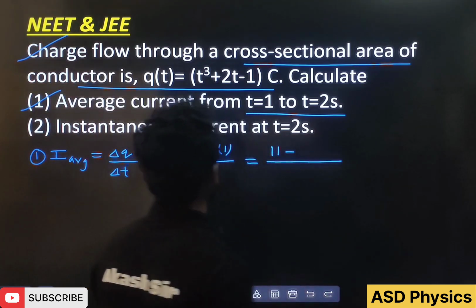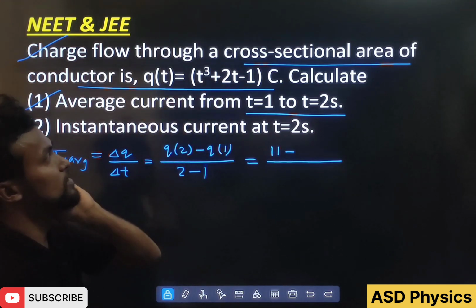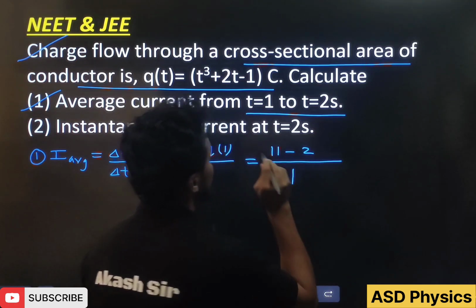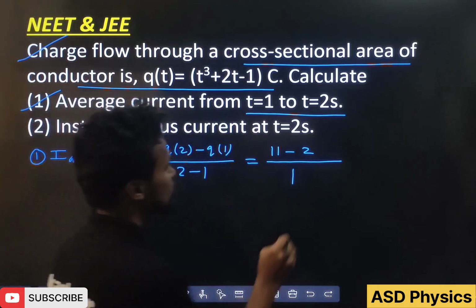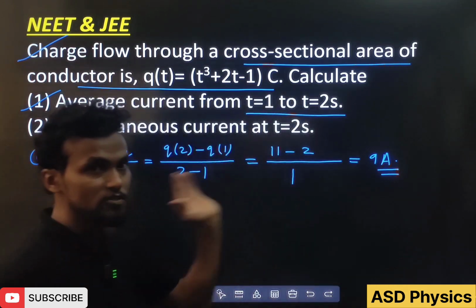Minus Q1, how much? Put here 1. So 1 plus 2 minus 1. So 1 plus 2, 3. 3 minus 1, 2. And by 1. Calculation is easy. So what will this become? It will become 9 ampere. Maximum to maximum, it will be correct only.